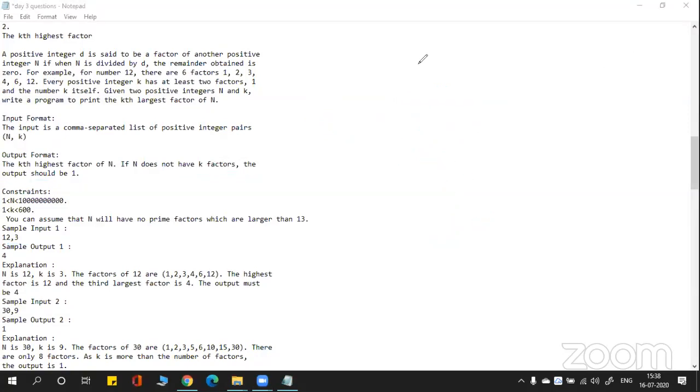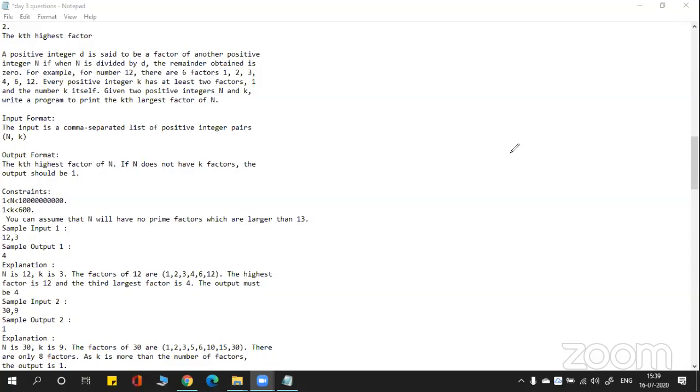If you did not understand the question, please ask. If you have understood the question, tell me the logic. What logic can we implement? Anish is telling make an array of factors of n and then pick the kth element. Find factors and append to the array. So everyone is telling to store all the factors in an array.